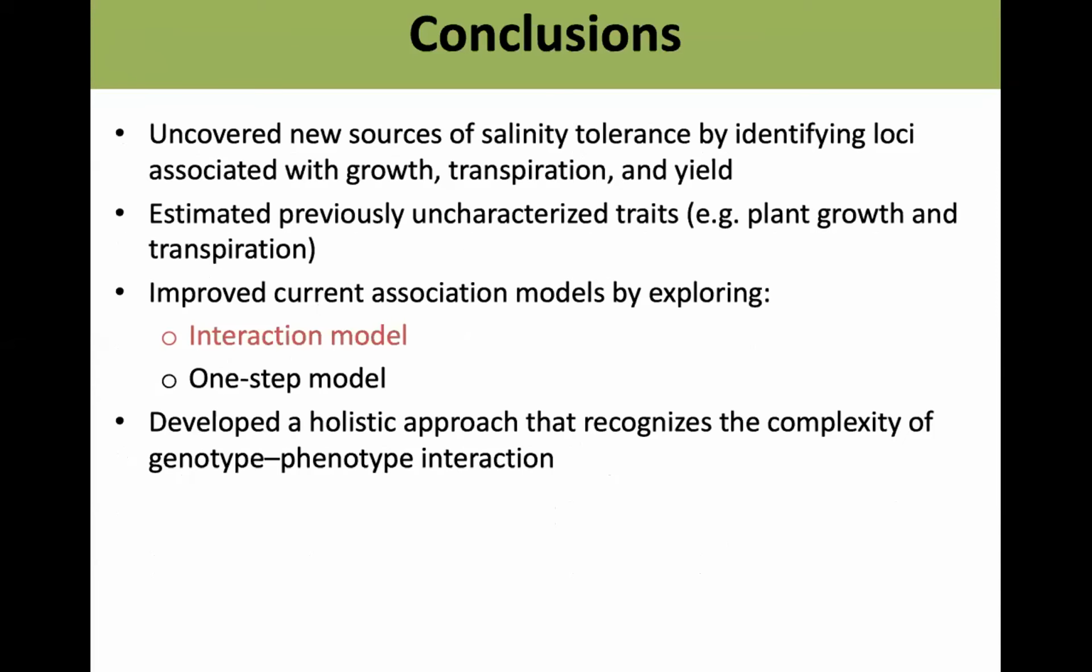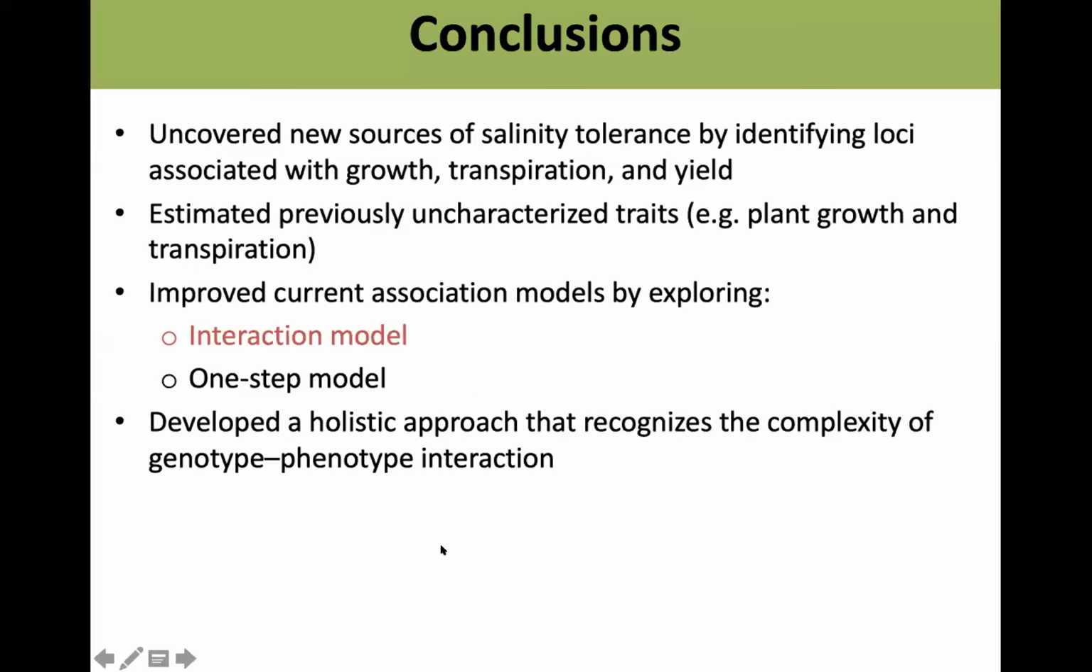So in conclusion, we uncovered new sources of salinity tolerance by identifying loci associated with growth, transpiration, and yield. Well, that could be for another time. And we estimated previously uncharacterized traits, especially with respect to transpiration. We improved current association models. Here I talk about the interaction model, but later on in my PhD, I proposed a one-step GWAS model that can also be for another talk. It's essentially that I'm using the raw data, so each individual plant, instead of taking the mean or the median for GWAS, and we're doing the spatial correction all in one step.